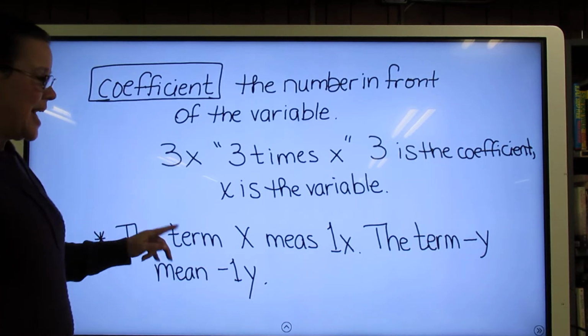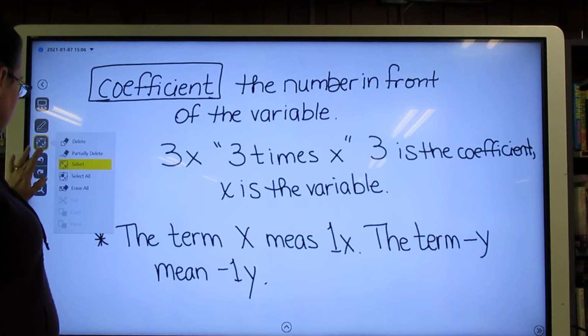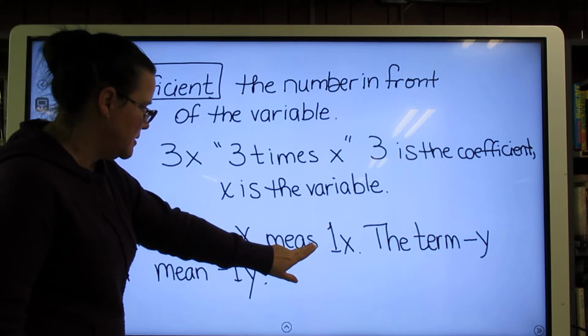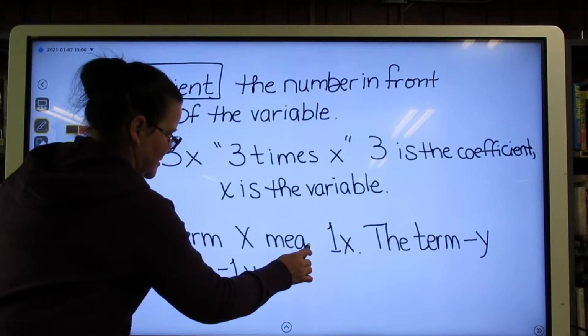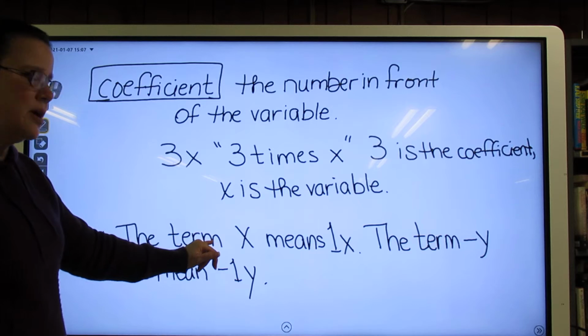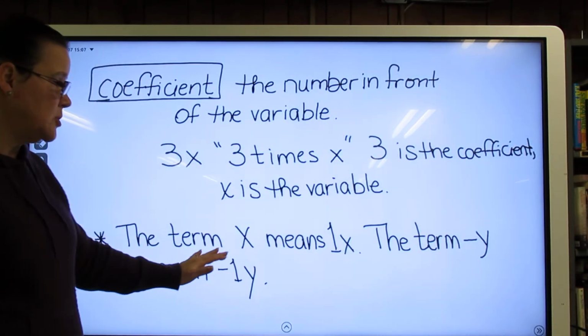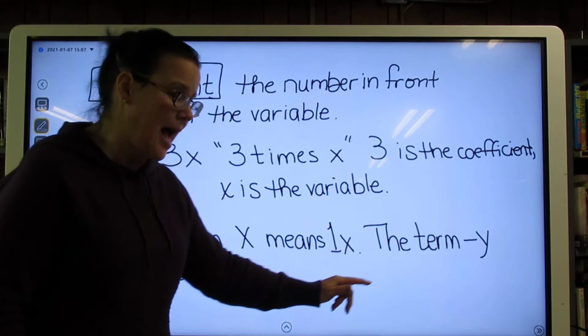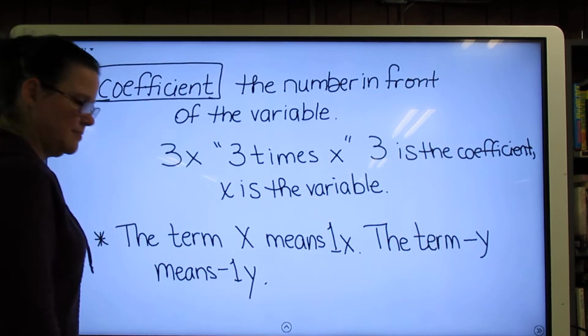The term x by itself, I see a spelling error, my fault, means 1x. Whenever there's no number in front of a variable, it's always a 1. So it means 1x. So the term negative y actually means negative 1y.